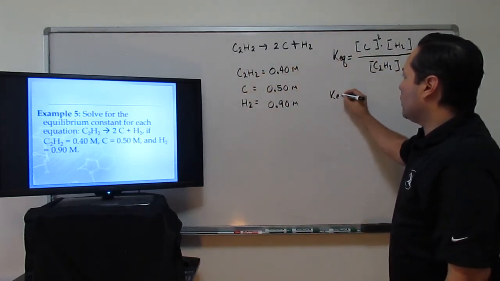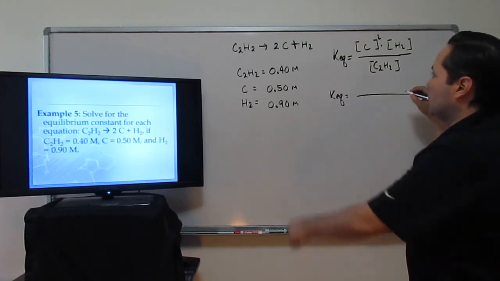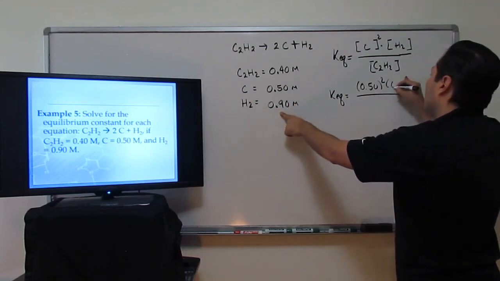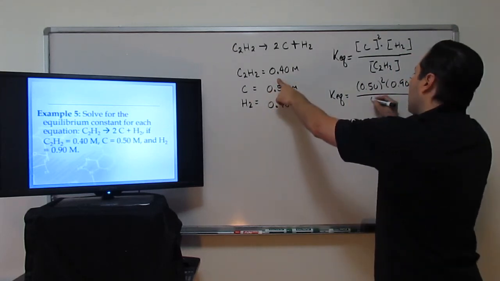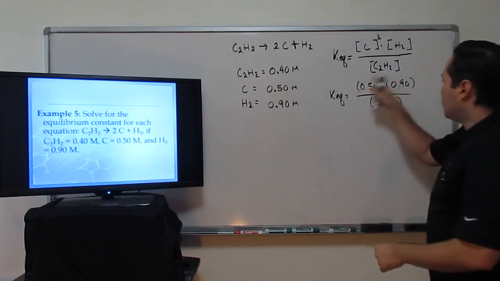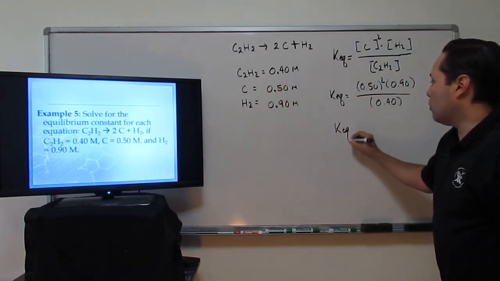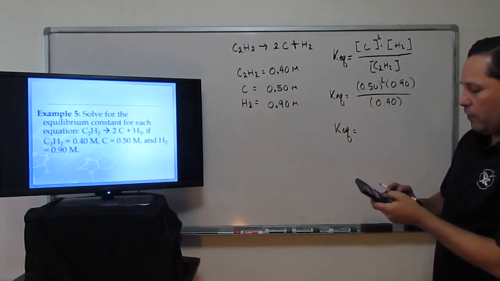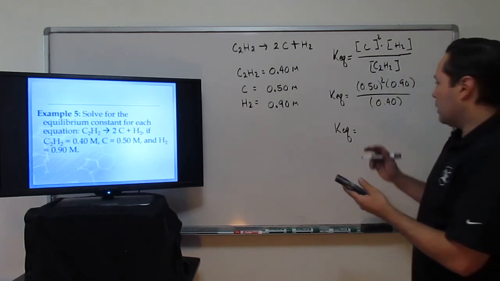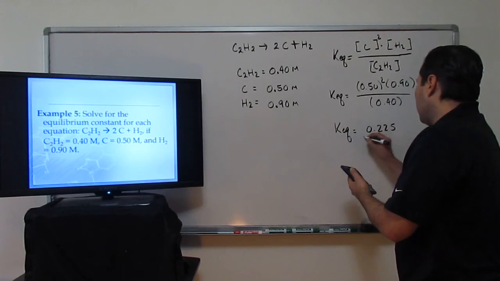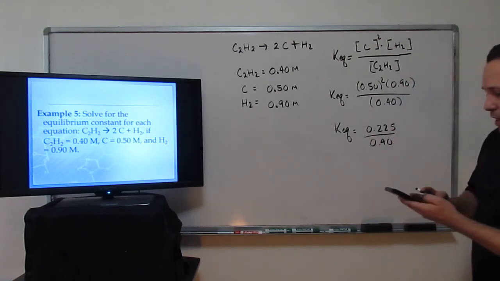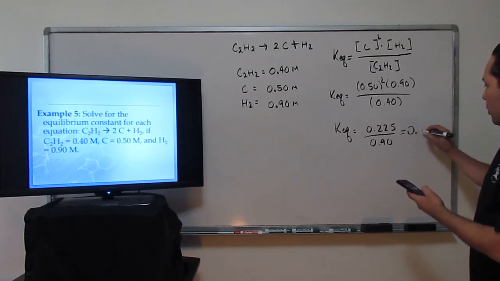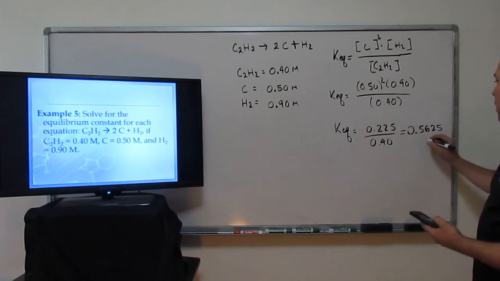So let's do that to solve for KEQ. That's going to be C, which is 0.50 squared, multiplied times H, which is 0.90, divided by 0.40. Those are all the values to plug in. I'm going to solve for the numerator first, and then I'll do the division. So 0.5 squared times 0.9 gives me 0.225 over 0.4. Once I divide that, it gives me the answer of 0.5625. Alright, what does that mean?